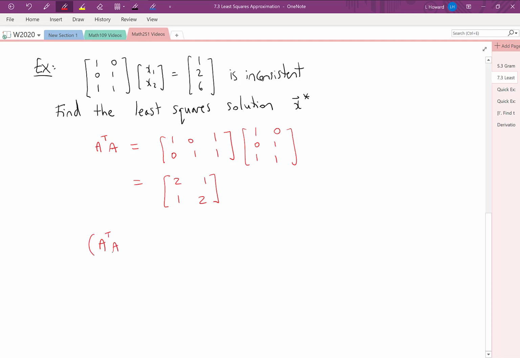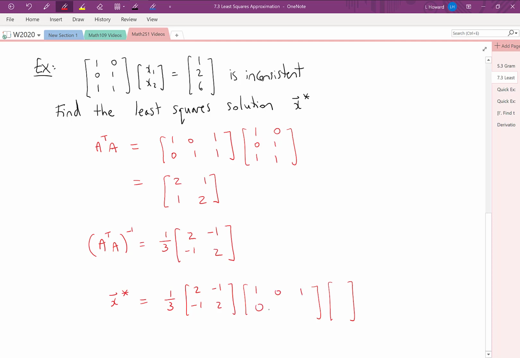So just using the formula for a 2 by 2 inverse, we should first calculate the determinant. 4 minus 1 is 3. So we're going to go 1 over 3, swap the diagonal entries, and change the sign of the off diagonals. Okay, there's our inverse. And now we're ready to write down x star, our least squares solution. So we're going to take this matrix that we've just calculated, multiply that by A transpose and then times b. So A transpose being 1, 0, 1, 0, 1, 1, and b being the vector of constants from the right side of the system, so the 1, 2, 6.